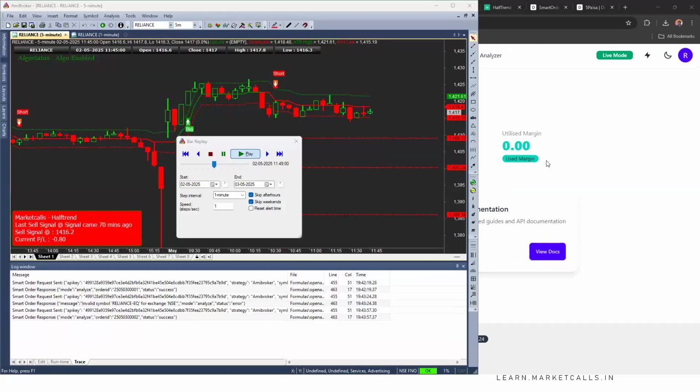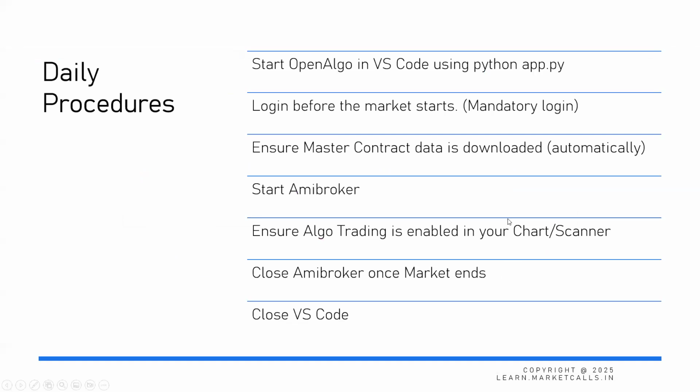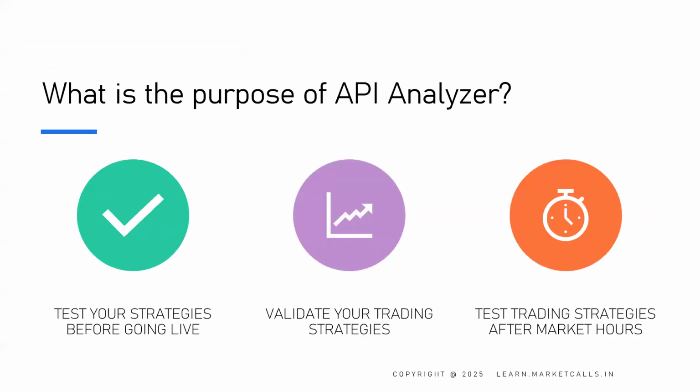I'm sure there is more to it, but in our next session, we'll be discussing OpenAlgo in detail. Let me know if you have any doubts. So the purpose of API Analyzer is only to test your strategies before going live. You can validate your trading strategies. Is Amibroker able to properly transmit signals to OpenAlgo? Is OpenAlgo able to execute them properly or not? Those kinds of things you can test out.